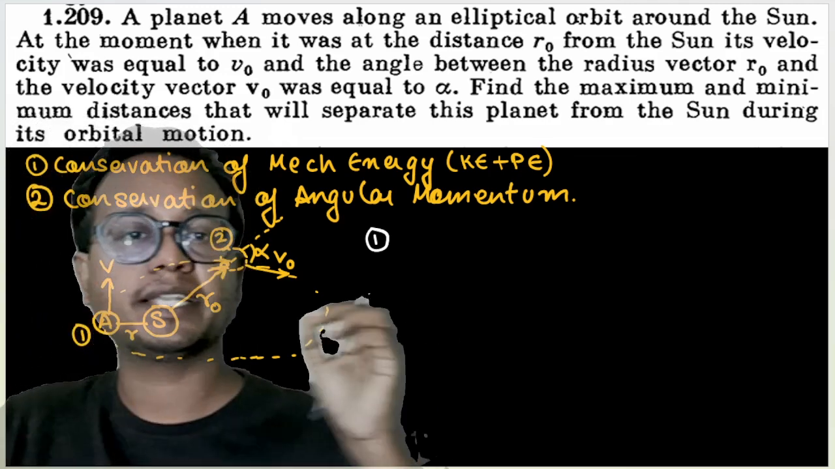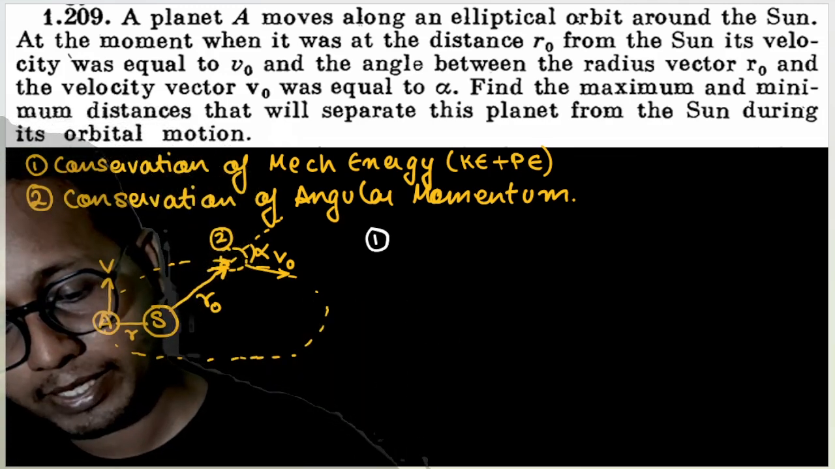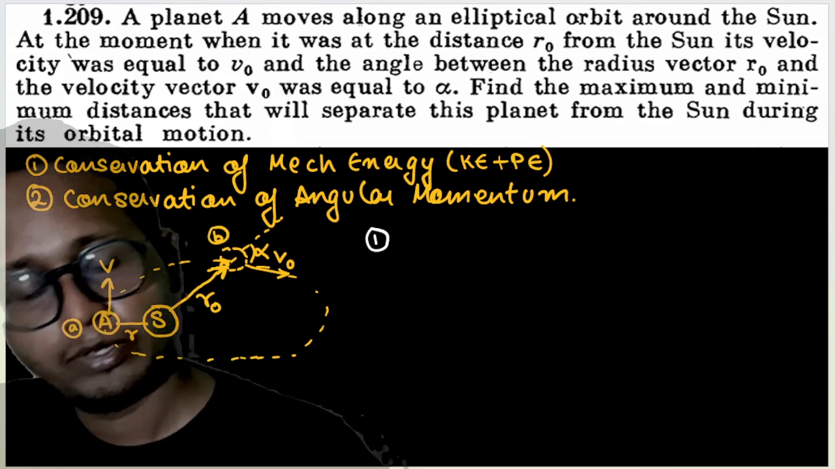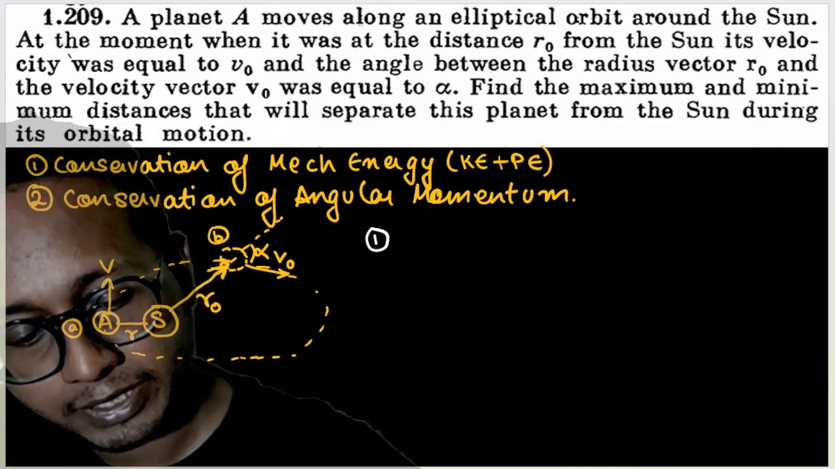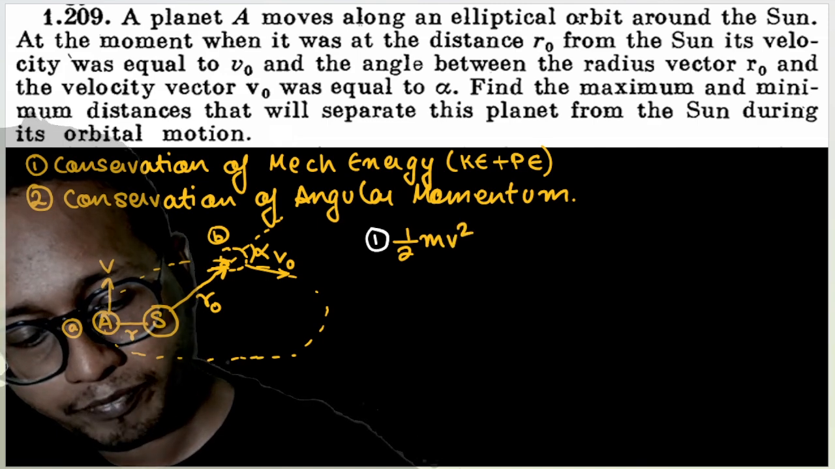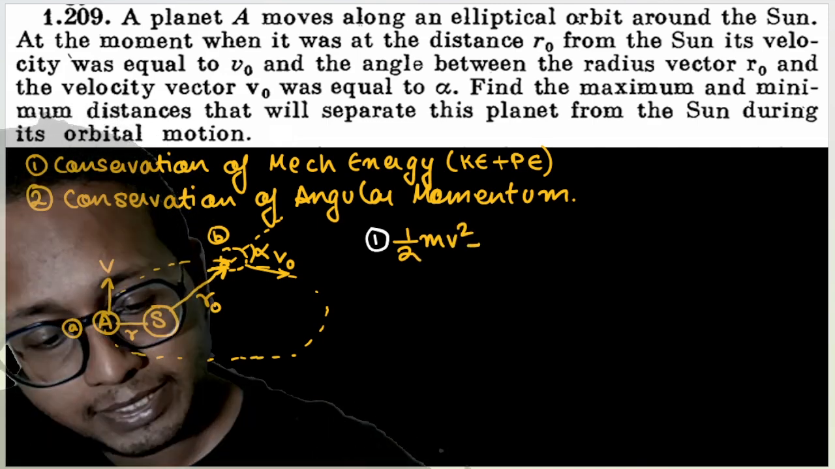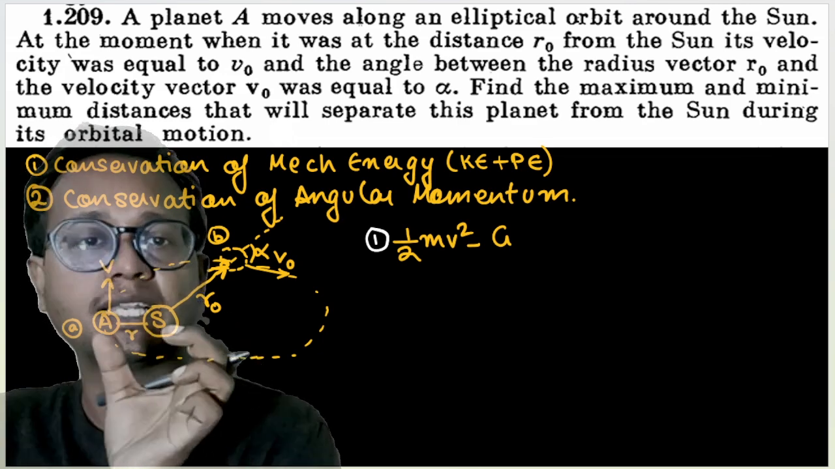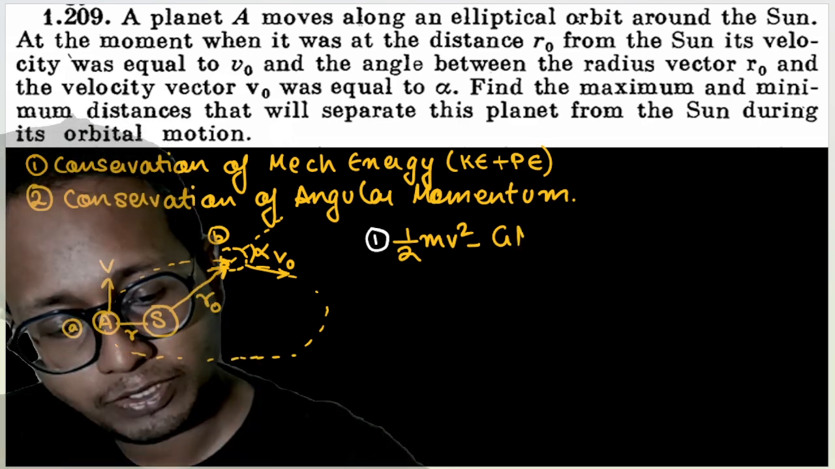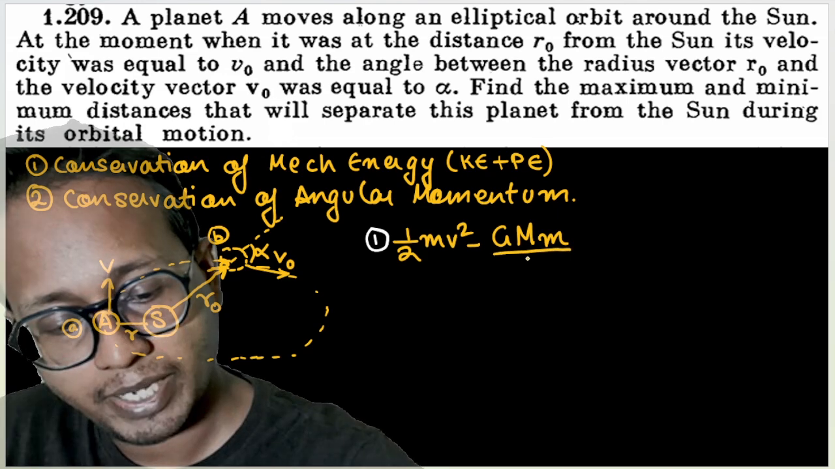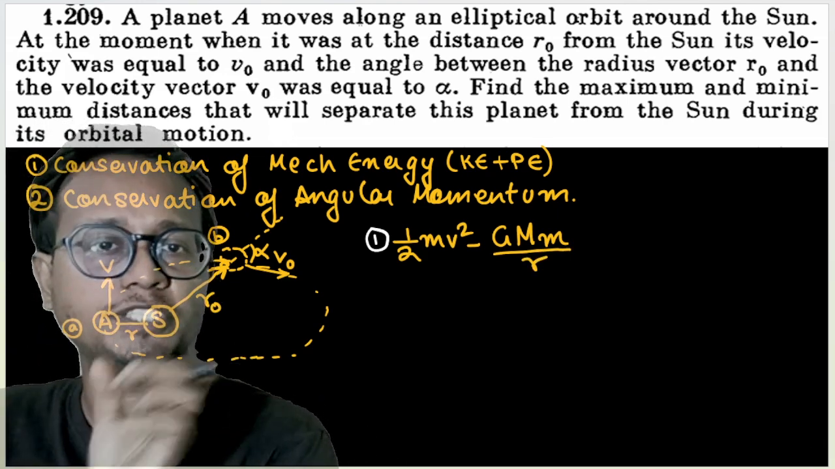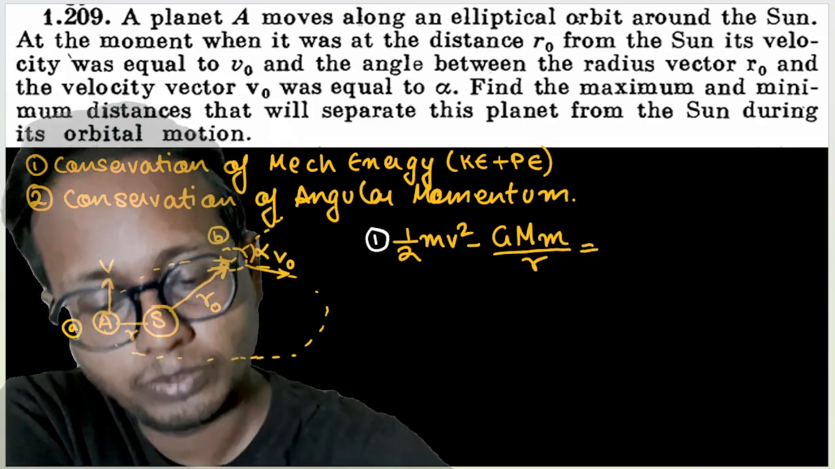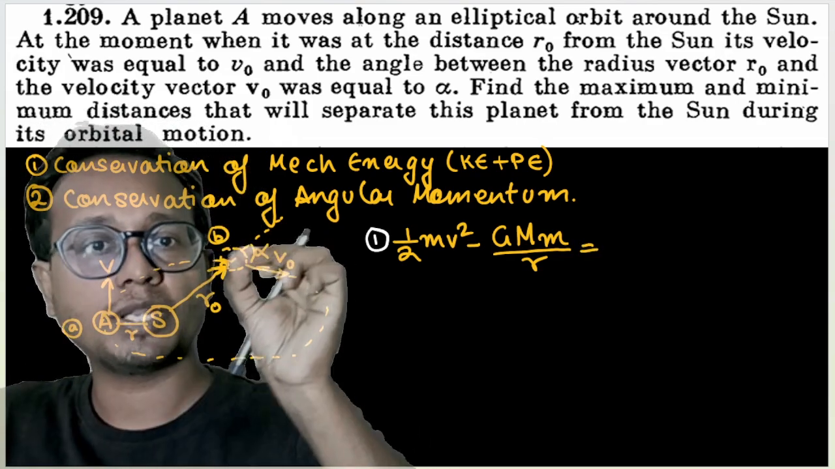Let's say this is point A and this is point B. So the total kinetic energy at point A is half mv square, minus the total potential energy at point A, which is G times mass of Sun into mass of planet divided by r, where r is the radius of perigee, is equal to the total mechanical energy out here.